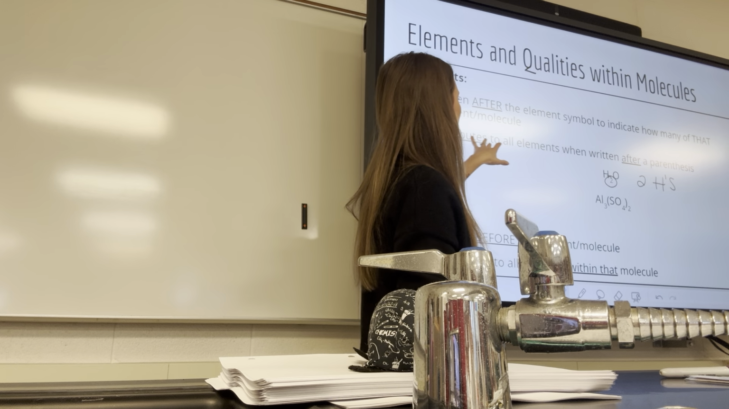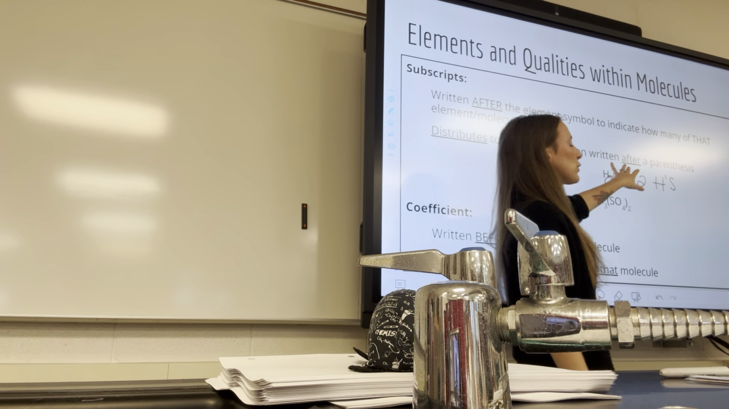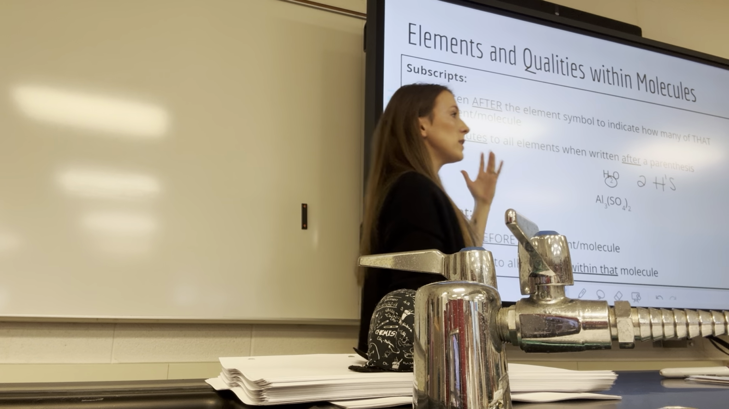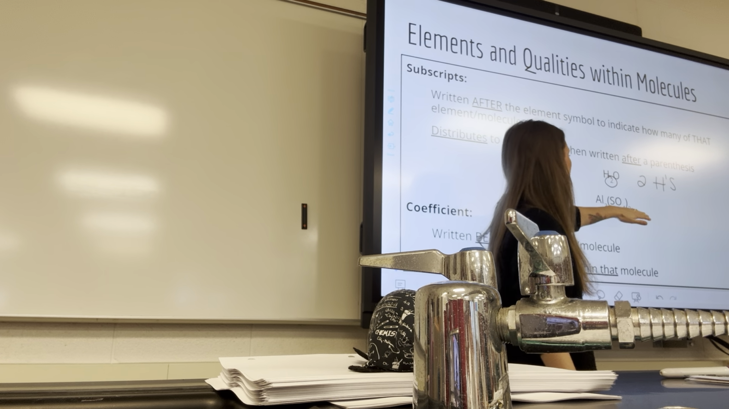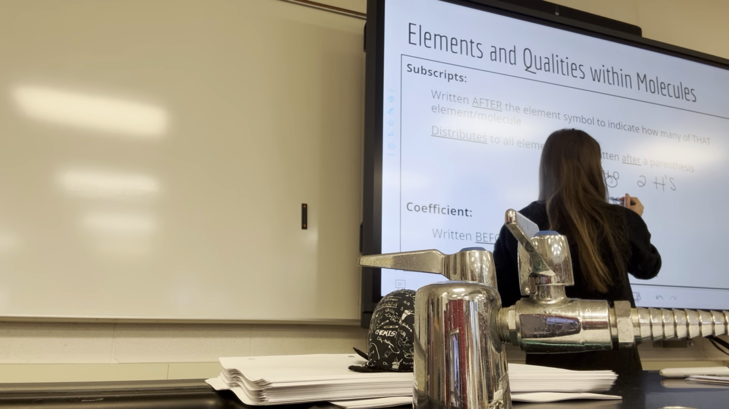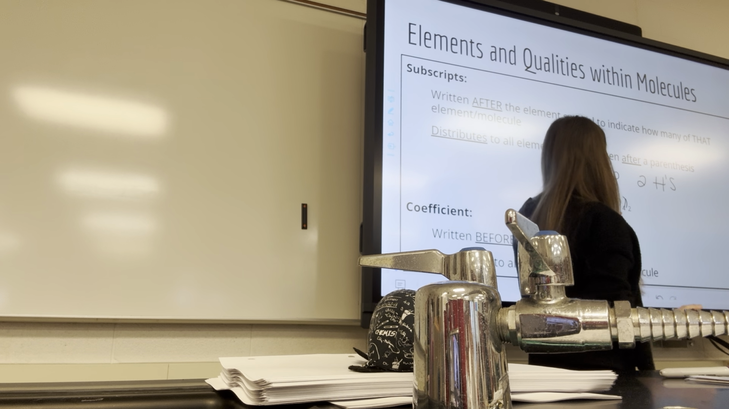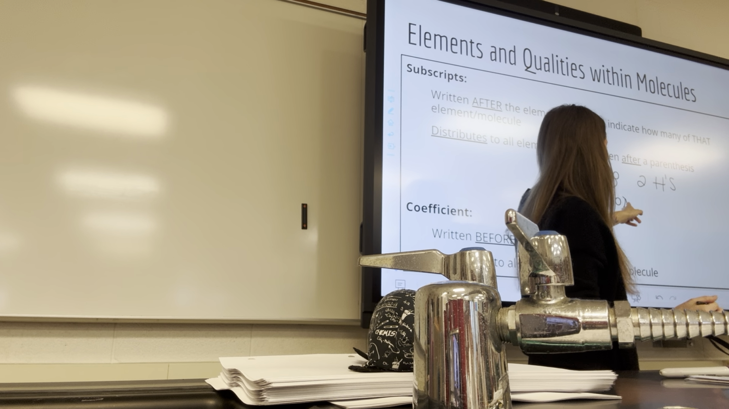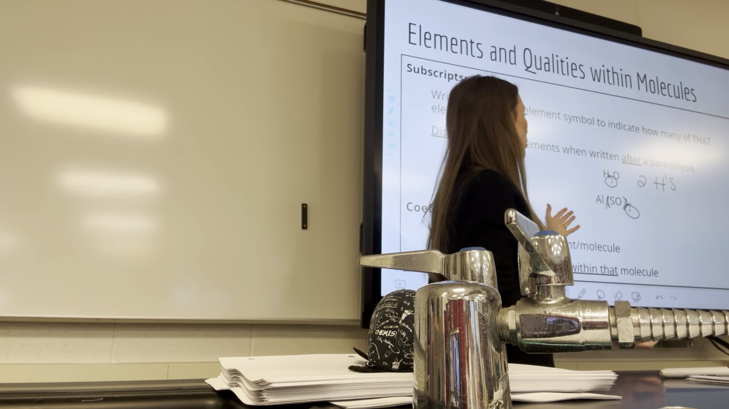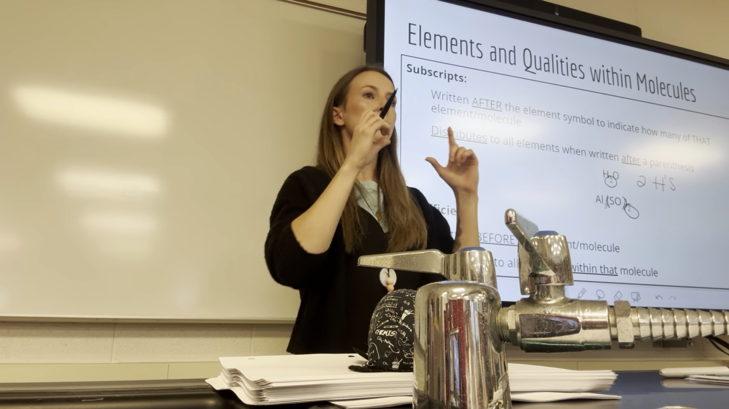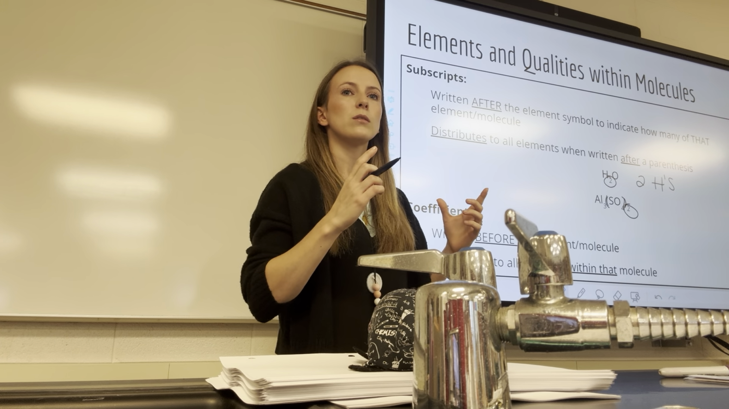Now, it distributes to all elements when written after a parentheses. So what does that mean? If we want to look down here, you'll see that this molecule here is written in parentheses. It has its own, it's SO4, and then we have that subscript 2 after it. So that 2 is indicating that there's 2 of that molecule in the parentheses.